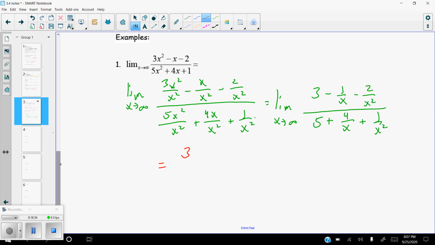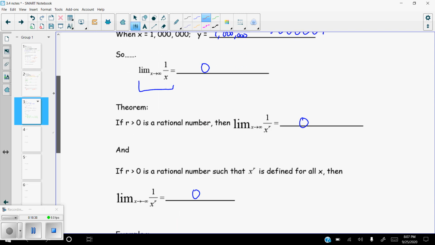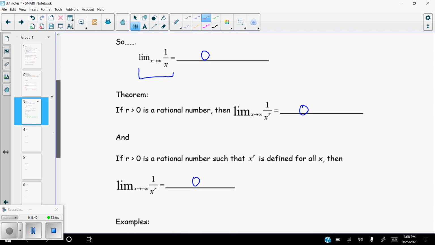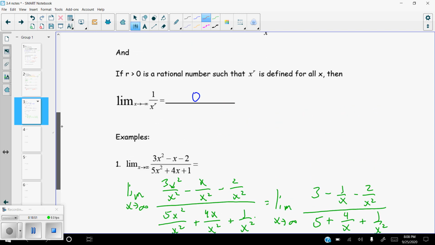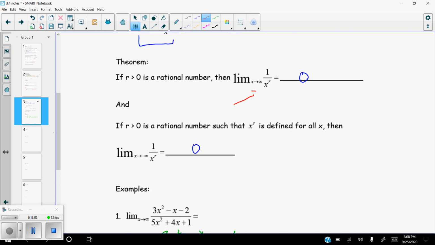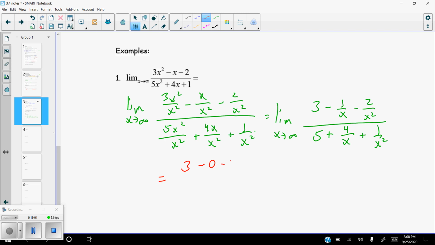The limit of 1 over x, well, we just talked about that. The limit of 1 over x as x goes to infinity, I think was on this page. Yeah, limit of 1 over x as x goes to infinity is 0. So minus 0. The limit of 2 over x squared, well, it's a number over x squared. That is this limit law right here. 1 over x squared is no different than 2 over x squared because they're both going to go to 0 since the numerator stays constant. So minus 0. Same exact idea in the denominator.